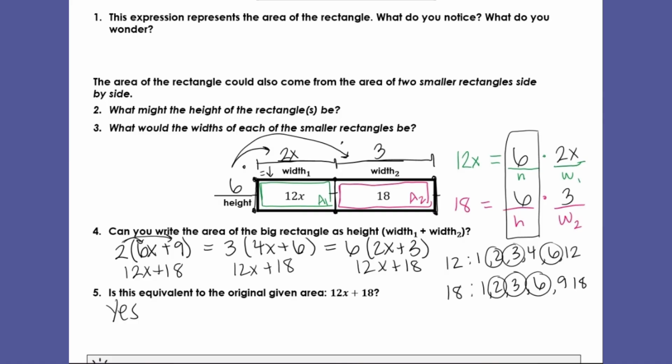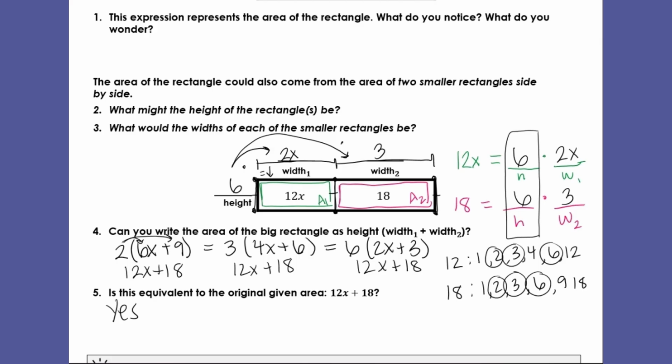And now you might ask, why did I go through all the different factors? Why did I go through 2 as a height, 3 as a height, 6 as a height? I like to show my students this to show how there's actually multiple expressions that represent the same area. There's multiple dimensions that would give you an area of 12x plus 18. Because x is that unknown, we still don't know which expression necessarily is correct. What are the correct dimensions?